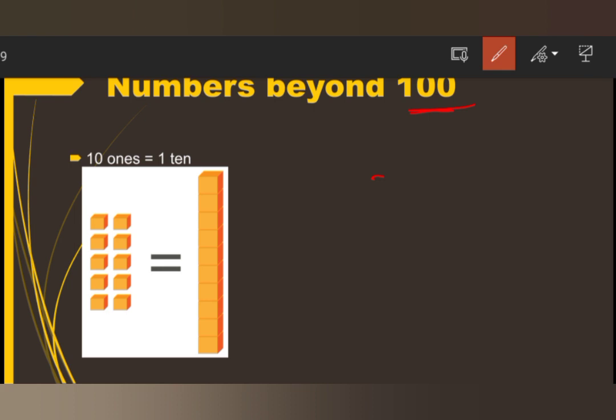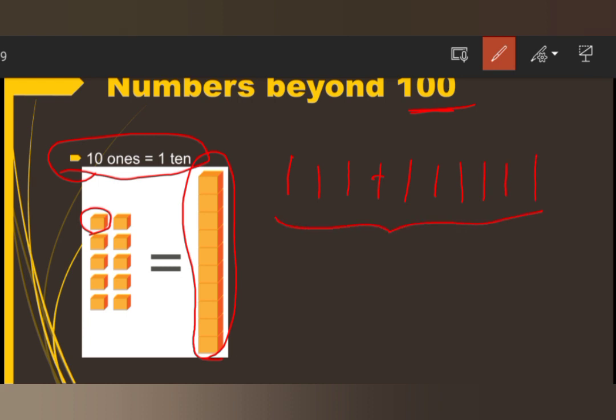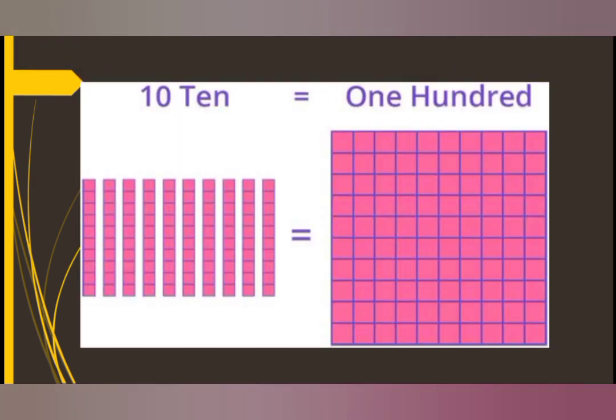See here, 10 ones is equal to 10. If you take 10 one blocks, it will make one standing block, that is 10. Here, 10 ones: 1, 2, 3, 4, 5, 6, 7, 8, 9, 10. If you take 10 one sticks, it will become one bunch or one standing block. Okay? See here.